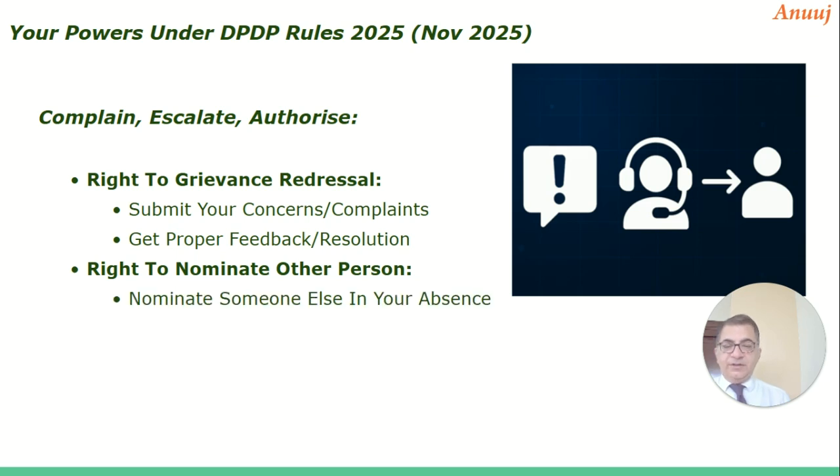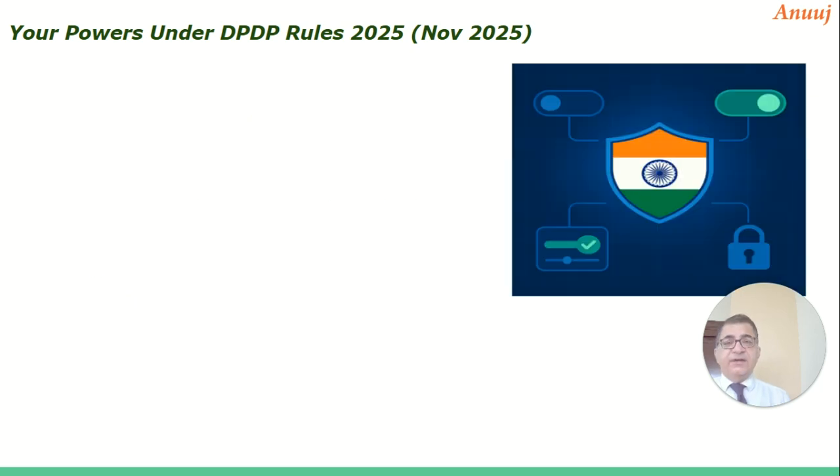Right to nominate another person. So I have a right to nominate someone else in my absence. If I am not there, someone else is authorized to access the rights and get my data checked and corrected, or to stop usage of my data. These are the 5 key rights that the DPDP rules give.